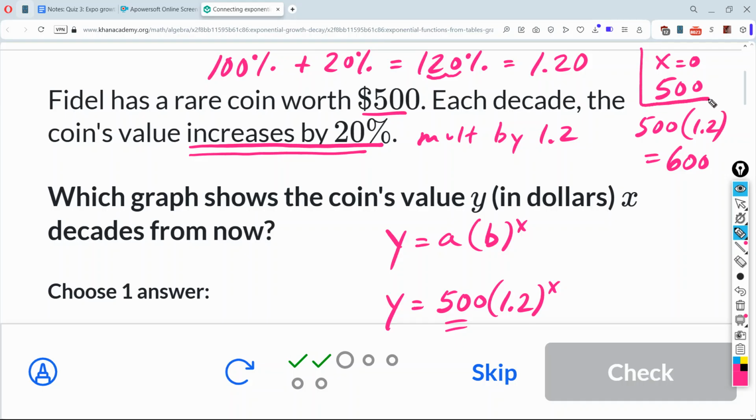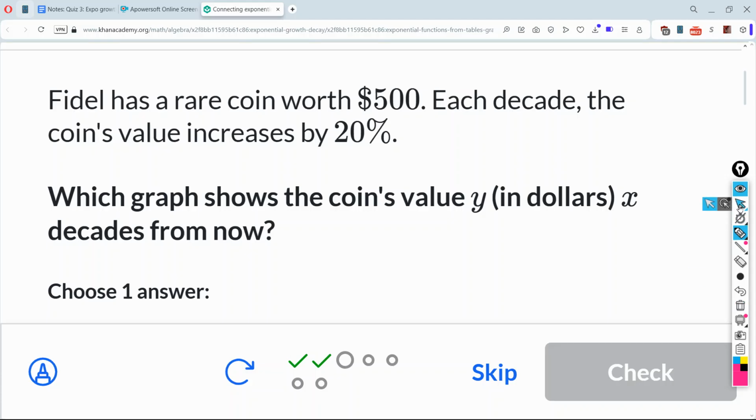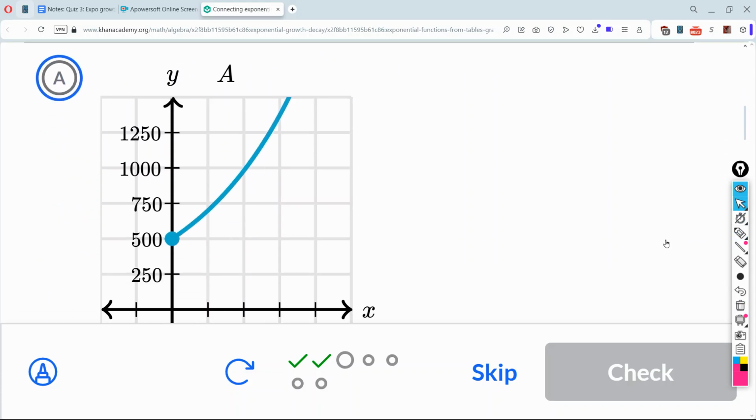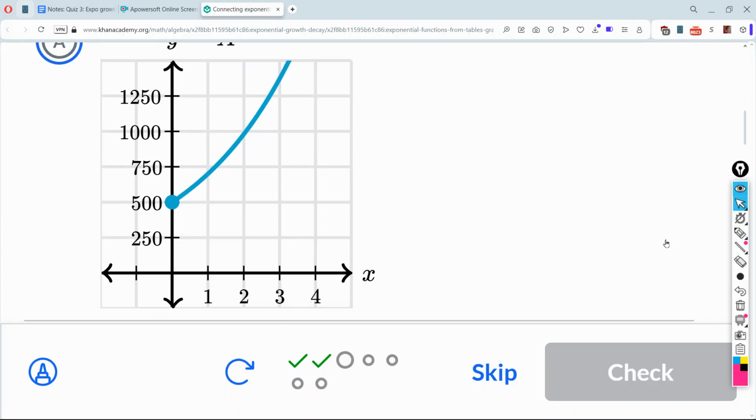So at x equals 0, it should be at 500. And since the exponent here was just 1, we multiplied 1.2 one time. That's basically what we did here. The 600 would be at x equals 1. We basically only multiplied it one time. So we just want to find the graph where this is true. If you scroll down, it should start at 500, and then at x equals 1, it goes up to 600.